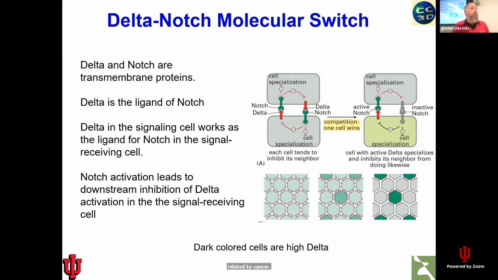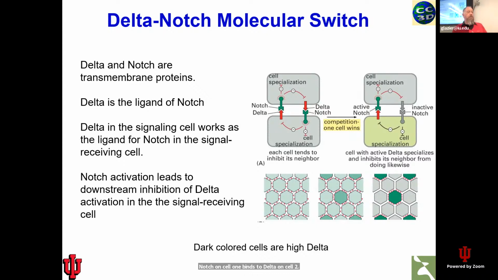And failures of delta notch can be related to cancer as well, and a lot of other developmental problems. The basic idea here, if we look at this little biological diagram, is there are actually 2 separate receptors. They're both transmembrane receptors. One is called delta and one is notch. They're what are called heterophilic receptors. That is, delta on cell 1 binds to notch on cell 2. Notch on cell 1 binds to delta on cell 2.